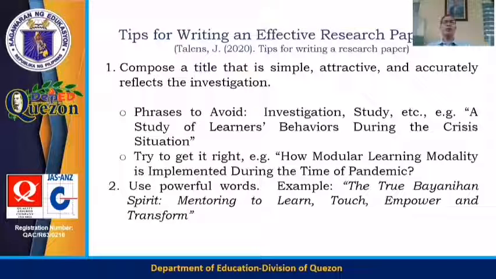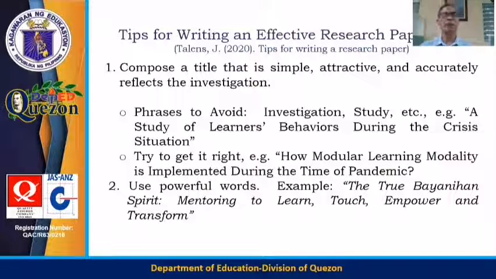Try to get it right. Example: how modular learning modality is implemented during the time of pandemic. There is a problem on grammar because this is grammatically inconsistent, because this is an interrogative question. Therefore, it should be, how is modular learning modality implemented during the time of pandemic?